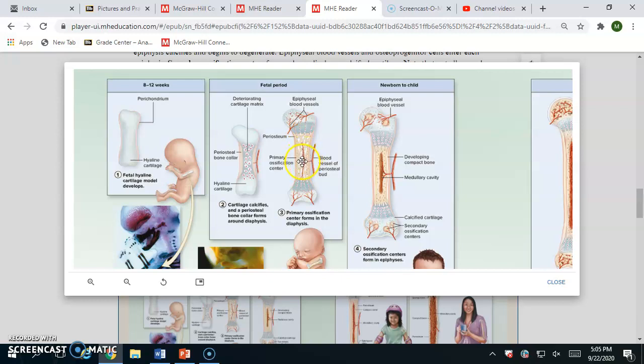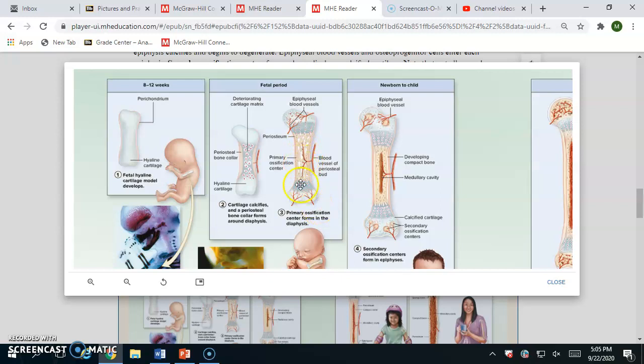So it'll start right here, and then it'll spread out toward the epiphyses in this direction. Right now it looks like it's all there at once, but it actually starts at a little bitty area here, and then bone continues to form out away from that little ossification center and move towards the epiphyses. So the primary ossification center for bone formation is in the center of the diaphysis.